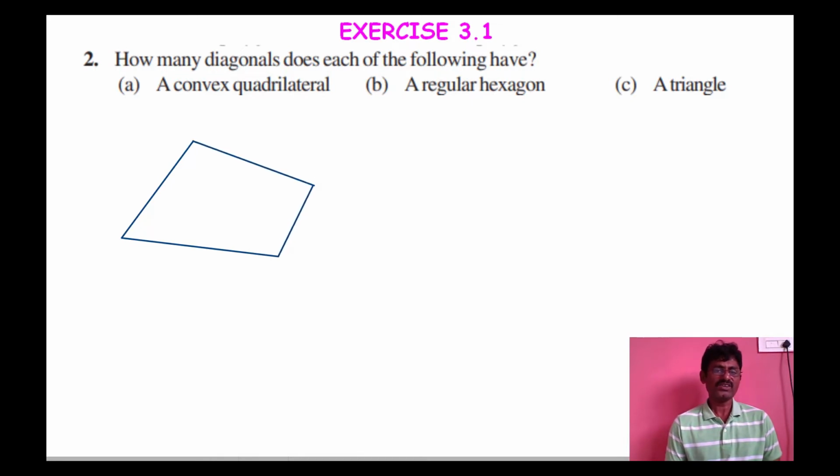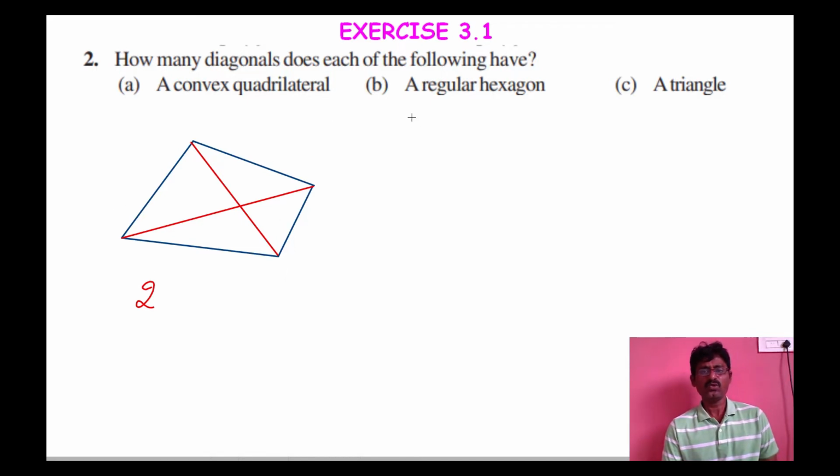This is a convex quadrilateral. How many diagonals does this convex quadrilateral have? Let us draw. So, this is one and this is the second one. So like this we have how many? 2 diagonals we have in this one.